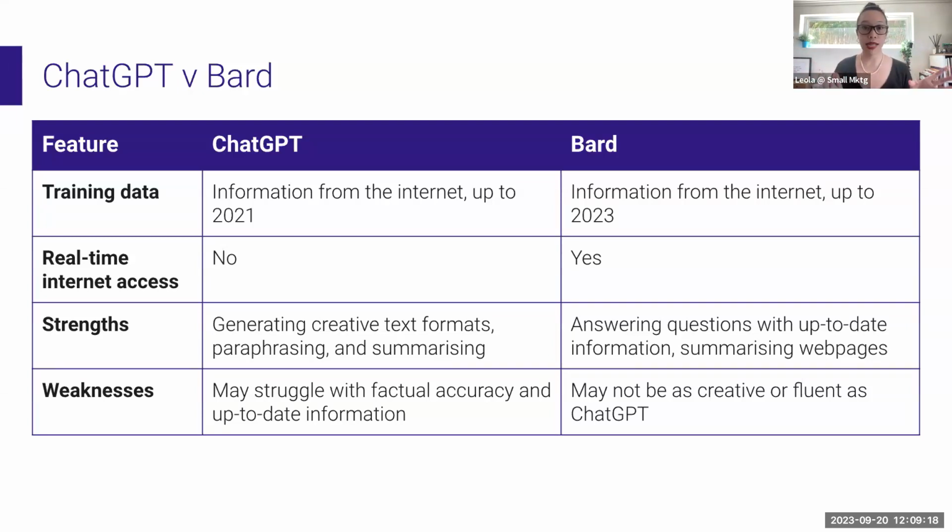Now, for us marketers, that's an issue because marketing changes so fast, and we need information almost in real time. So for example, if you're looking for statistics or trends in the market, you'd want something that's less than 12 months old. And that means that ChatGPT is not what you would use. You'd go to Bard, and I'll explain that in a second. So real-time internet access, we just talked about that. No for ChatGPT, yes for Bard.